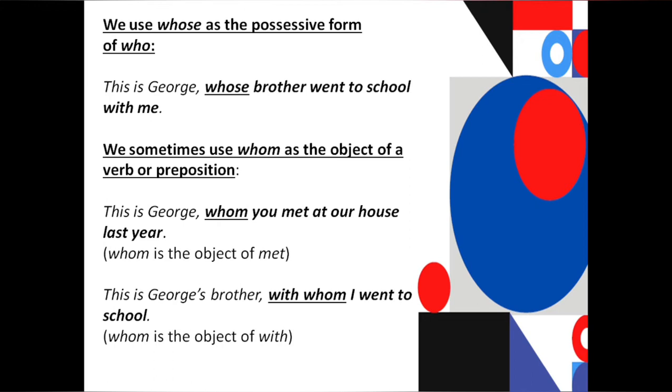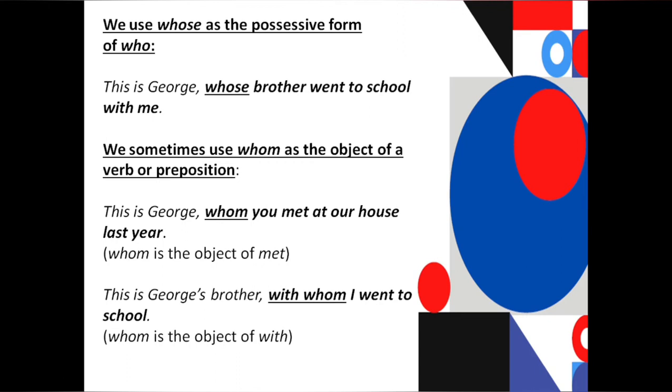We sometimes use whom as the object of a verb or preposition. Example: This is George, whom you met at our house last year. So I'm presenting you George now, but we already knew him last year. So we met him last year. I'm just reminding you. So this is George, whom you met at our house last year.